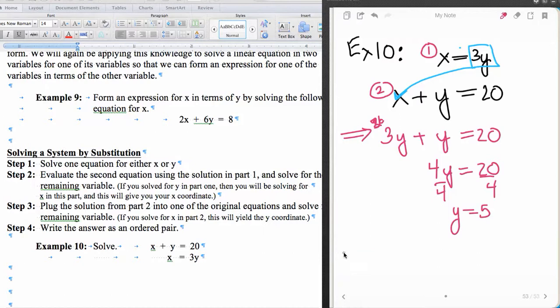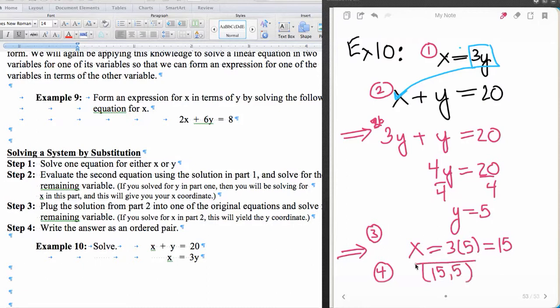So now, once we have that, we're going to plug into an original equation. This is going to be our step 3, into an original equation and solve for x. So I'm going to use that x is equal to 3 times our y, which is 5, and that gives us that x is equal to 15. And then last but not least, we're going to write our answer as an ordered pair. Our x is equal to 15, and our y is equal to 5.